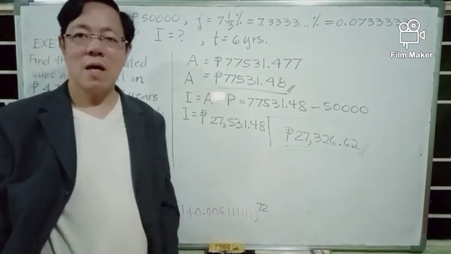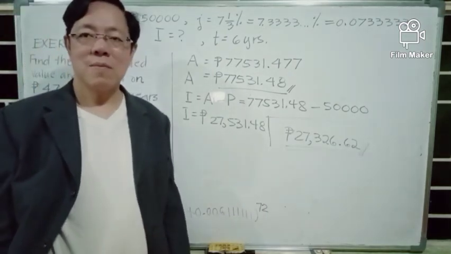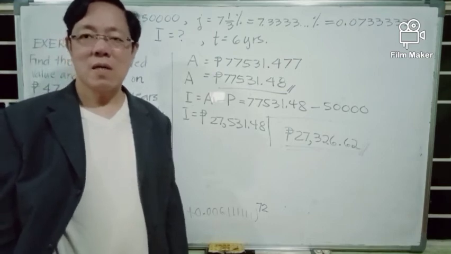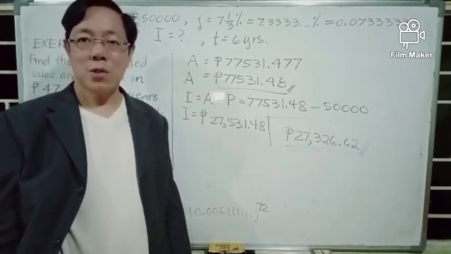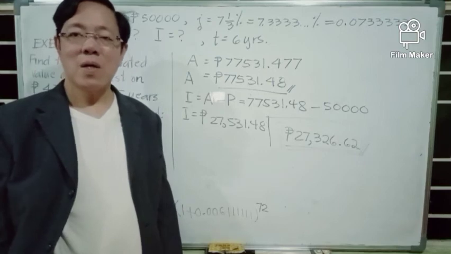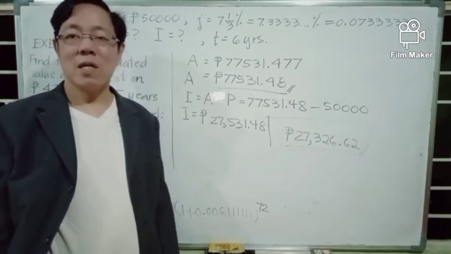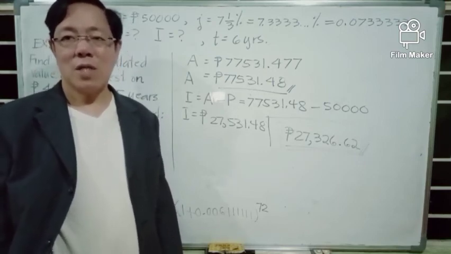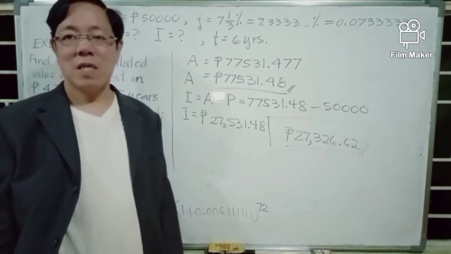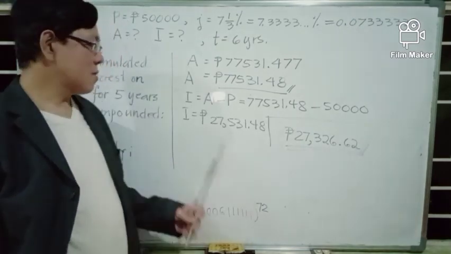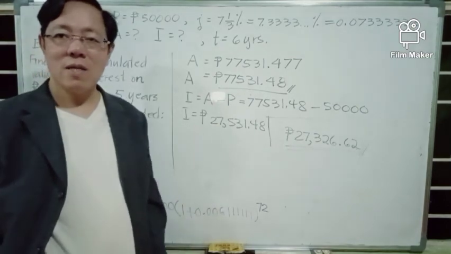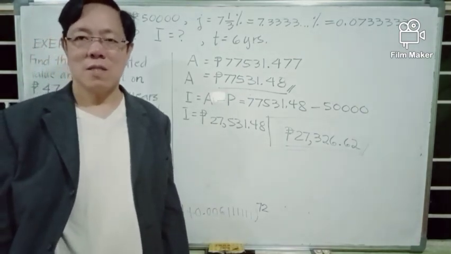So you can see that as the conversion period gets shorter, the number of interest computations per year increases, as well as the total number of interest computations for 3 years. And so the amount of interest, capital I, also increases.